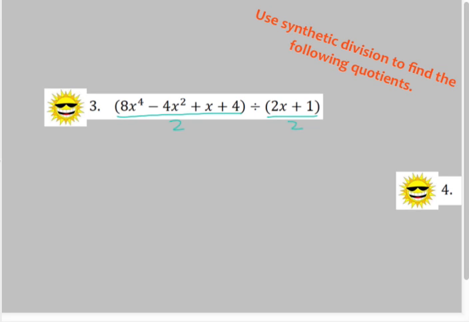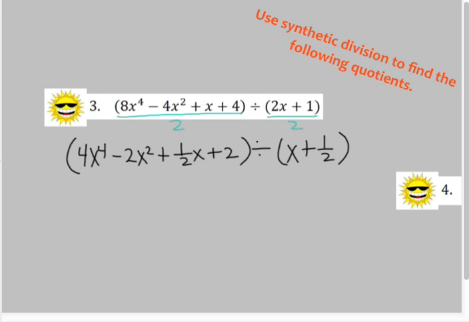So what this is going to give me is 4x to the fourth minus 2x squared plus, well, x divided by 2 is going to be 1/2 x plus 2. Divided by, now divide each part here by 2, x plus 1/2. Now it's a problem similar to what we have done. So in my box out in front, I would have negative 1/2 and then I write all my terms. Notice there's no x to the third, so I have to put in a placeholder for x to the third, and I think that covers it all. So I would have 4, 0, negative 2, 1/2, 2.